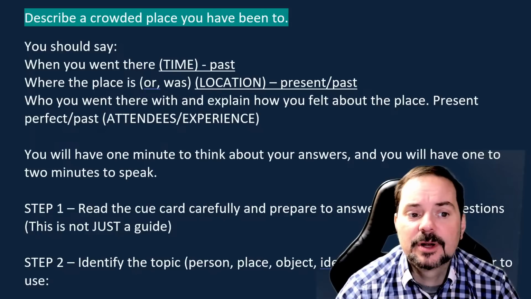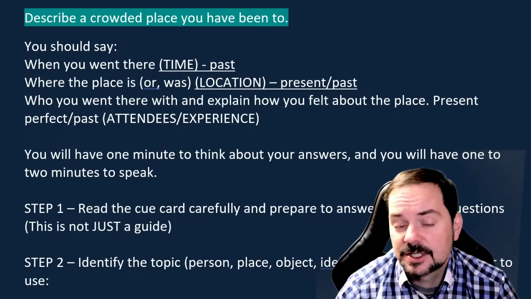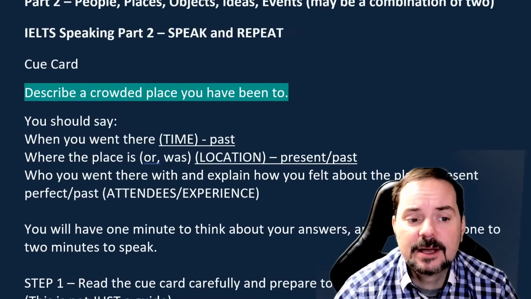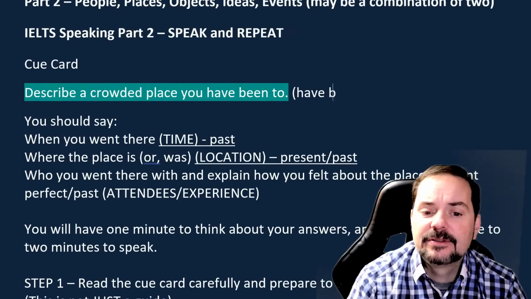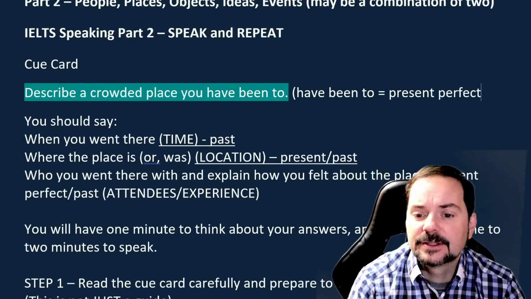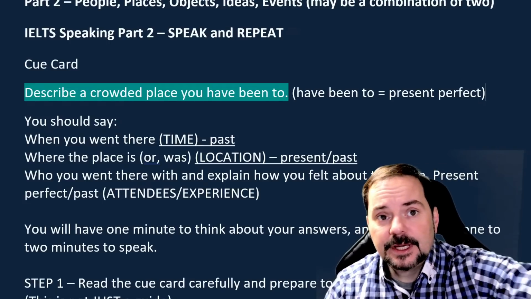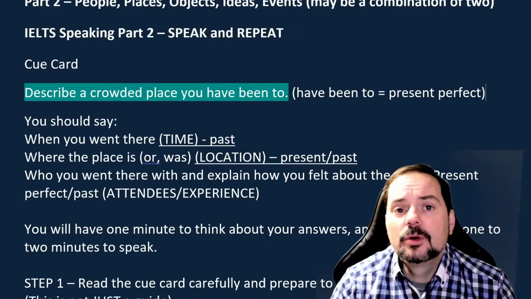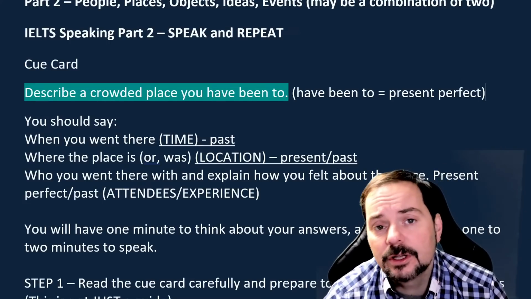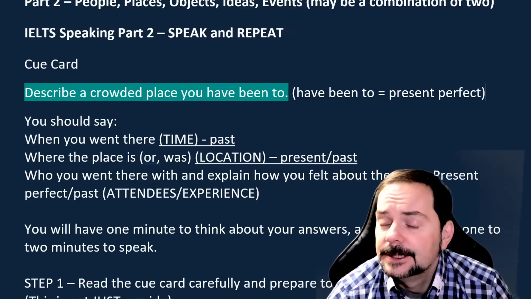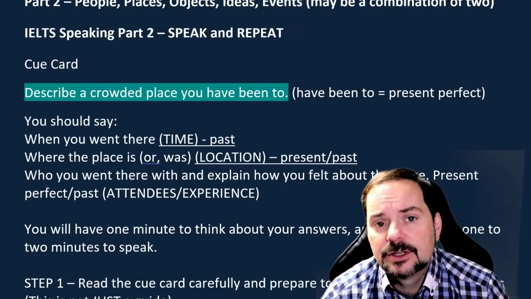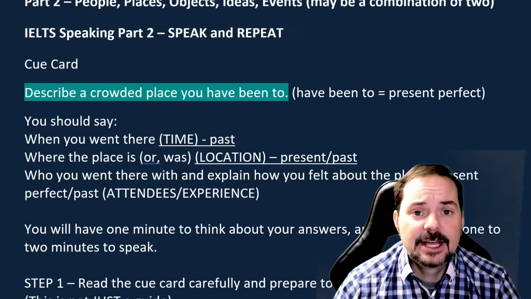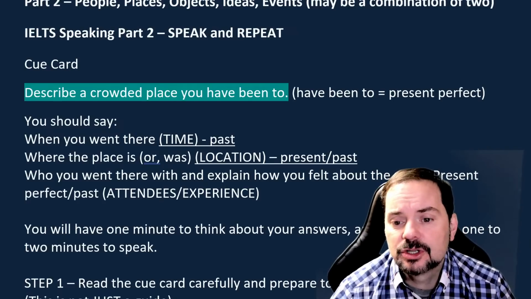And here, describe a crowded place. Pay special attention to this for the grammar. Describe a crowded place you have been to. So, have been to, right? Present perfect. Okay? Makes sense? So obviously you're going to need to use present perfect. If you're not using present perfect in your response, the examiner is going to decrease your score for grammatical accuracy and range, because definitely you should be using that.